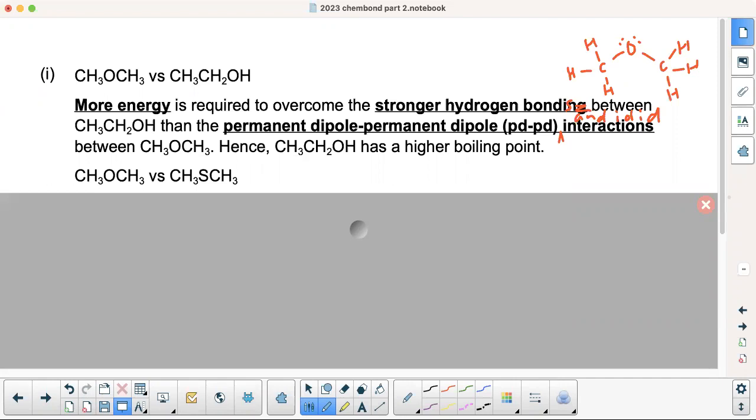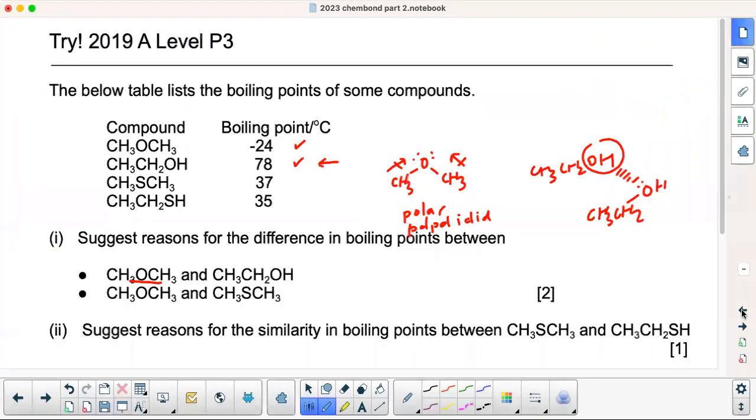Okay, Amanda, you help me out for this one. Between these two, which one has a higher boiling point? Let's take a look. Which one has a higher boiling point between these two? Okay, between these two, this one is the higher boiling point.